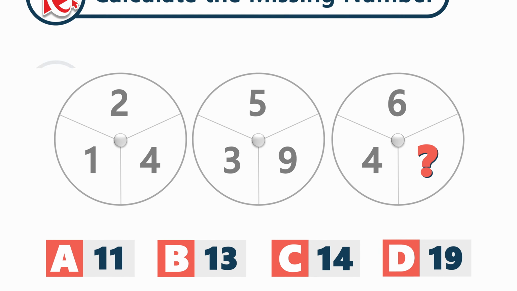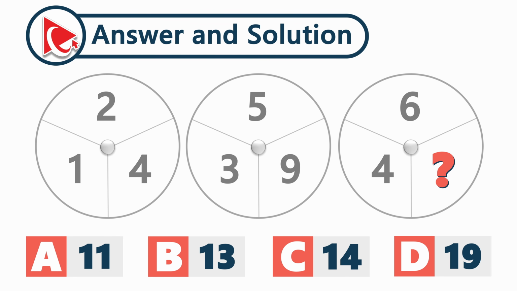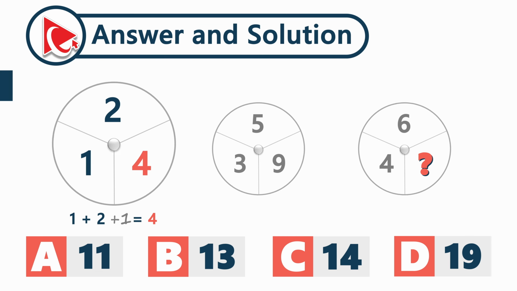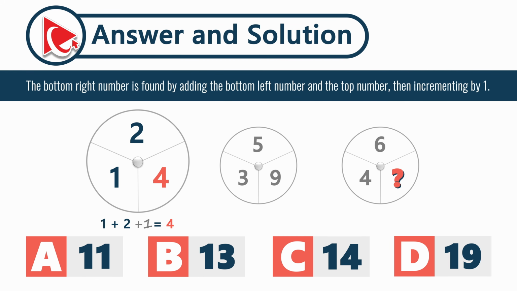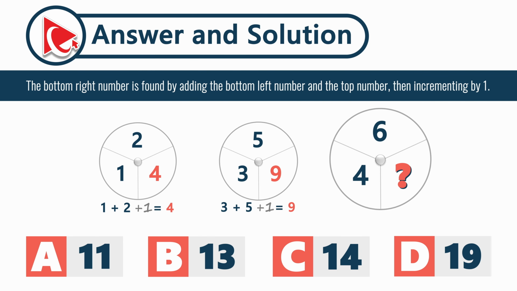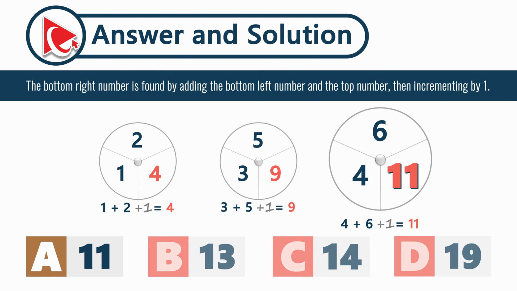The solution here is rather simple, but very few people can see it right away. Let's look at the first circle. The calculations here are 1 plus 2 plus 1 equals 4. In fact, the bottom right number is found by adding the bottom left number and the top number and then incrementing by 1. Second circle number is calculated as 3 plus 5 plus 1 and equals 9. And then the third circle number is calculated as 4 plus 6 plus 1 and equals 11. And the correct answer here is choice A, 11.